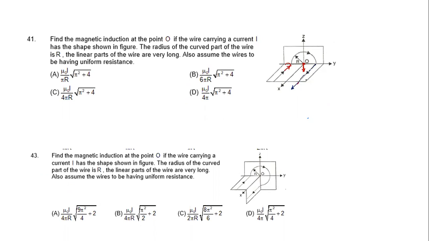If I point my thumb towards me, my fingers will curl like this. In the earlier case, I was pointing my thumb away. In this case, the thumb is pointing towards me, and the fingers will curl like this. So this also will create a field in the downward direction. So both will add up.